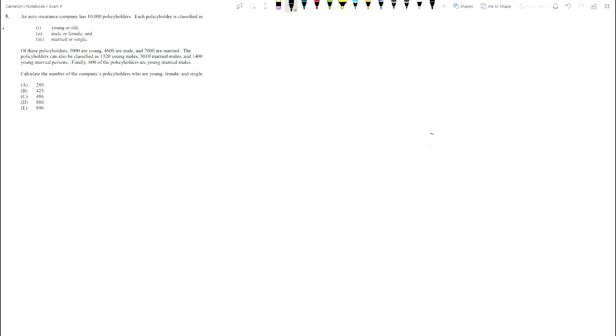Then, they ask us to calculate the number of the company's policyholders who are young, female, and single. Okay, so even though we're used to using set theory rules for talking about probability statements, we can still use them for talking about the amount in a set. We'll denote that with a capital N. So here, capital N, young and female and single, will be the number of policyholders that are young and female and single.